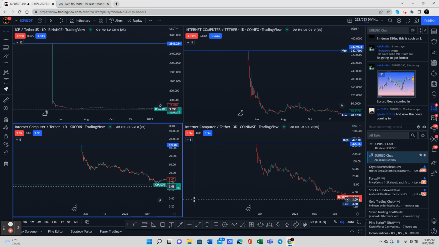So I'm going over ICP, which is Internet Computer, which is a crypto. ICP has just been in a brutal downtrend. It just resembles a classic pump and dump.